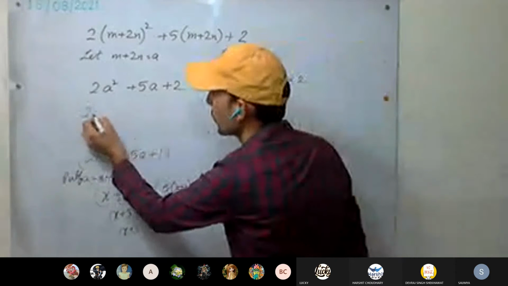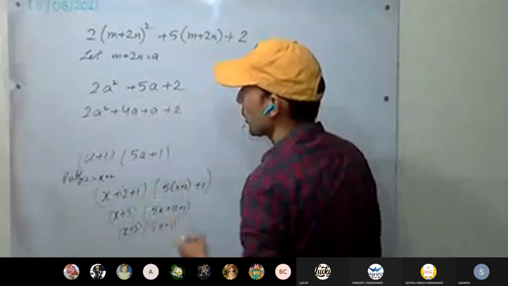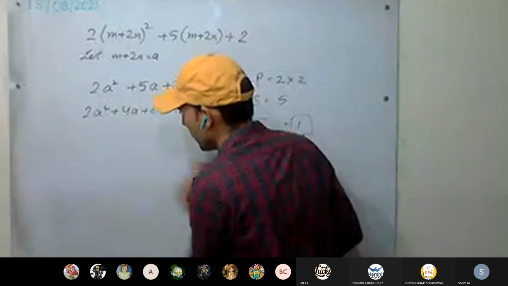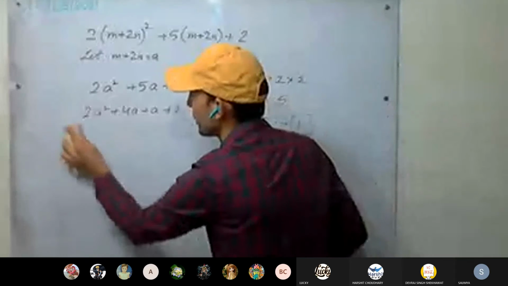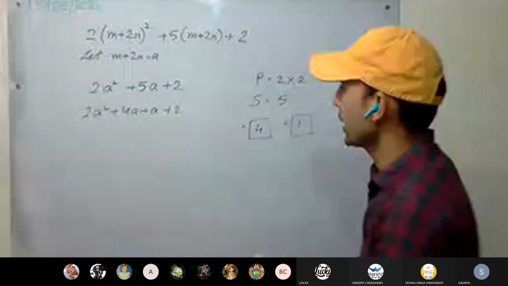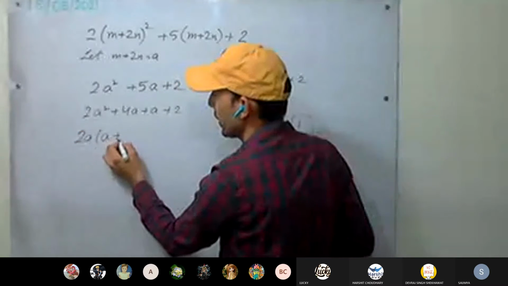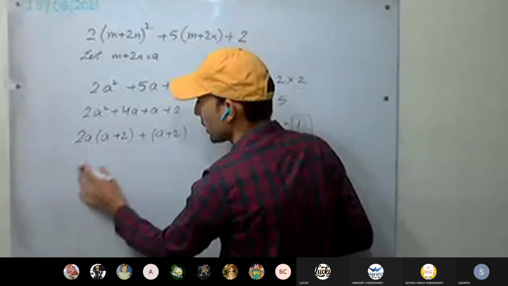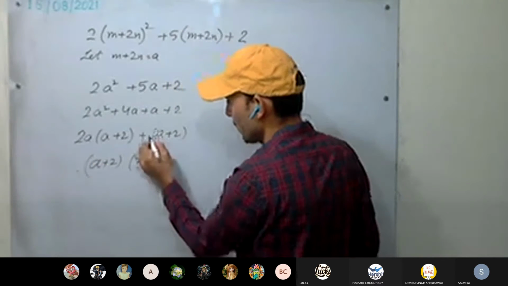So it will be 2a square plus 4a plus a plus 2. Now solve it, everyone. What common should we take? 2a. What will remain? a plus 2, plus a plus 2. So a plus 2 and 2a plus 1.